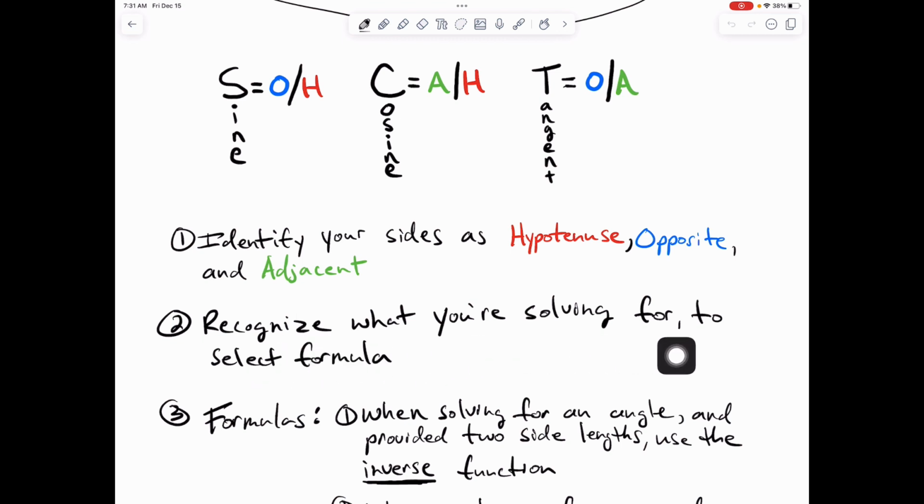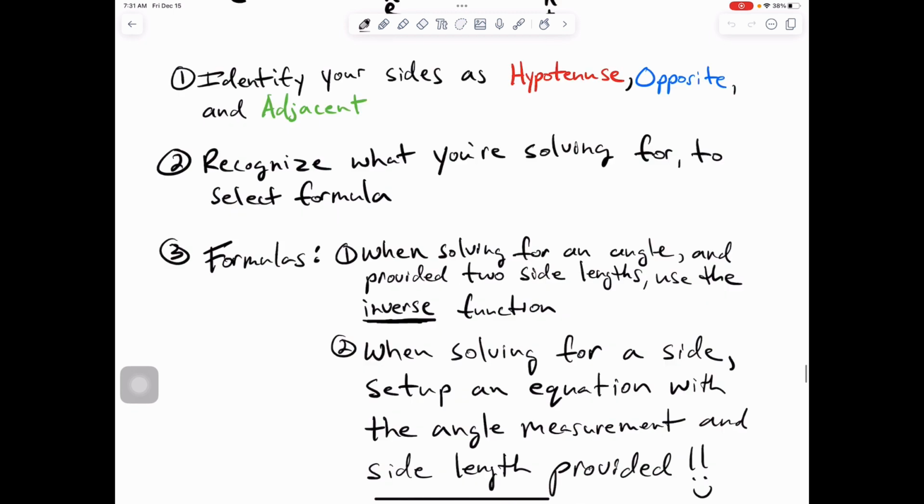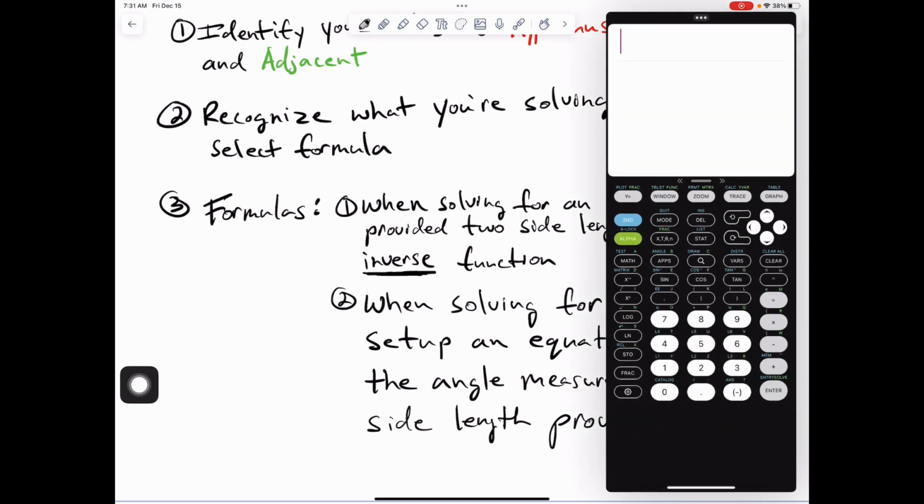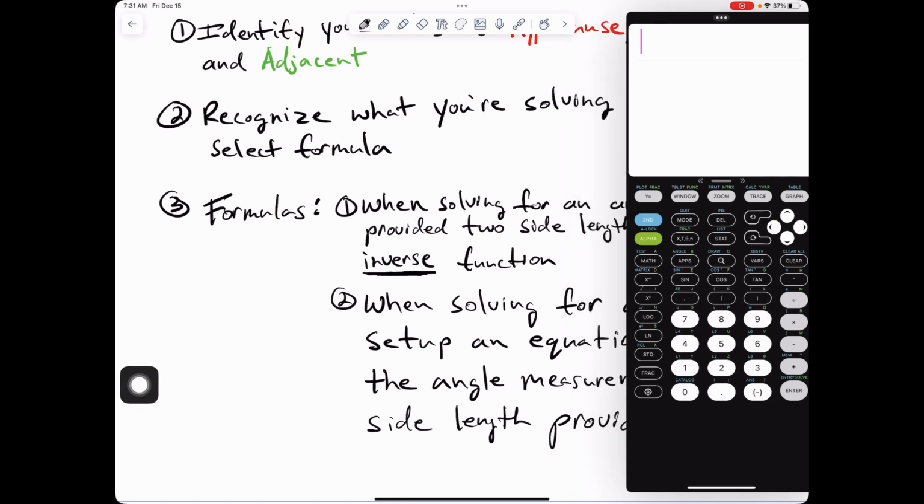Recognize what you're solving for to select the formula. Basically, are we working with sine, cosine, tangent, or are we working with the inverse? A couple of different formulas that you will see: when solving for an angle and provided two side lengths, use the inverse function. On our calculator, you will hit second first and then hit sine, cos, or tan after you set it up.